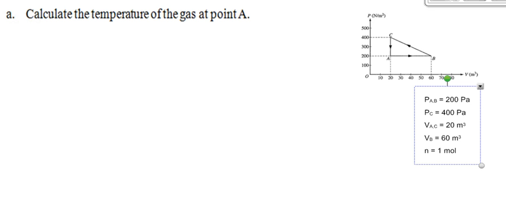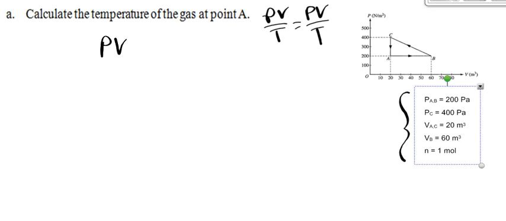Well, in a lot of problems, we've been able to use the combined gas law, the one that says PV over T equals PV over T. That's how you relate one point to another point. But here, in order to find temperature, I need the temperature at one other place, and I don't have that. So instead of the combined gas law, I'm going to use the ideal gas law, PV equals nRT, for point A, because I want to find the temperature at A. What you plug in determines what you get out.